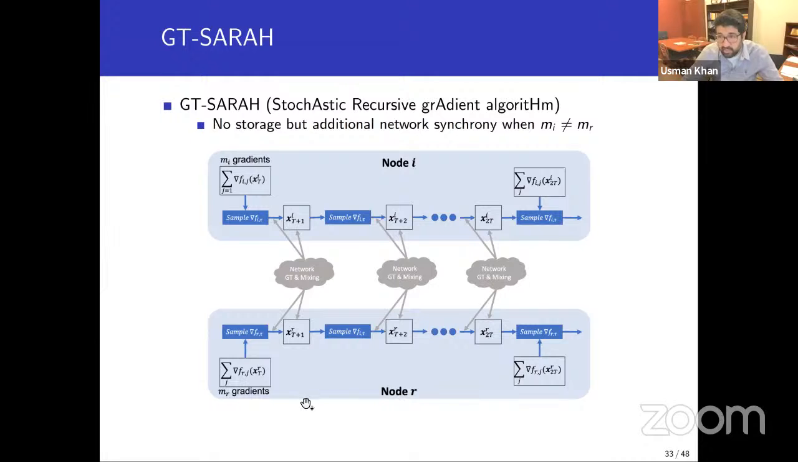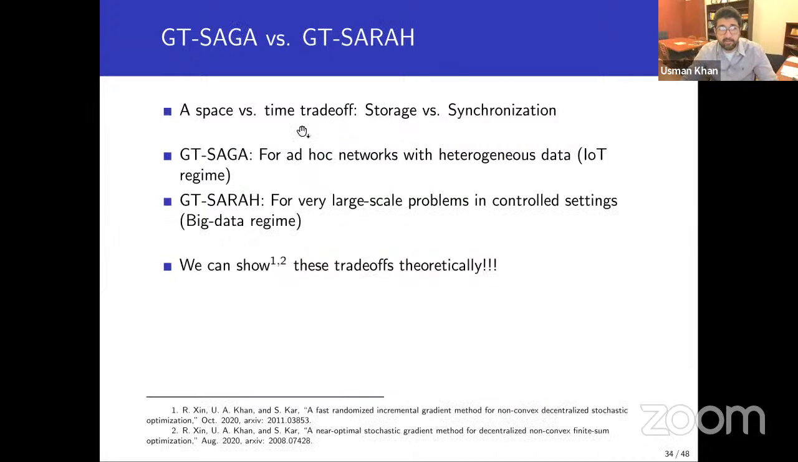But imagine if node R has 1 million data points, just for the sake of argument, then node R is computing 1 million gradients here, but my computation would be done much sooner, right? So I will compute 1000. I'm just going to wait for node R to finish its computation before the algorithm can proceed. So this second method, which requires periodic computation of full gradients, has issues with network synchrony, and the first method has issues with storage. So this is what in the literature of distributed optimization we have referred to as a time versus space type of trade-off, storage versus synchronization.